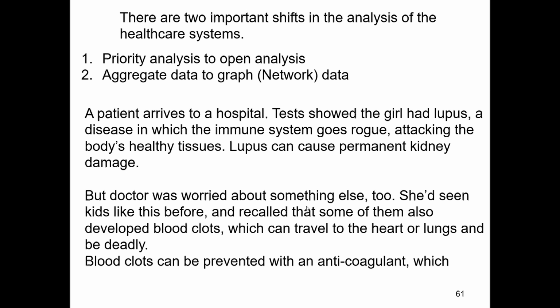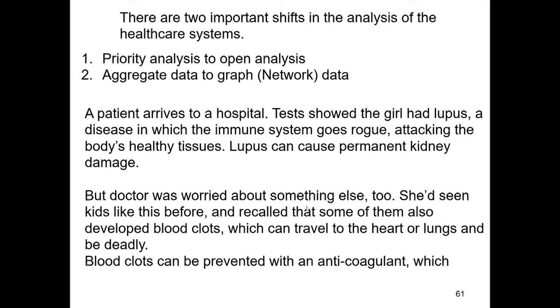So two important case analyses that we do are on healthcare systems. Priority analysis to open analysis, aggregate data for graph. So a patient arrives at a hospital. Let's say that you are talking about a healthcare system. A patient arrives at a hospital. Tests show that the girl has lupus disease, in which the immune system goes rogue and attacks the body's healthy tissues. Lupus can cause permanent kidney damage, right?